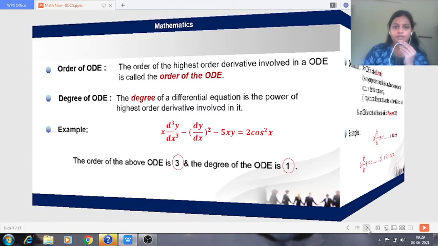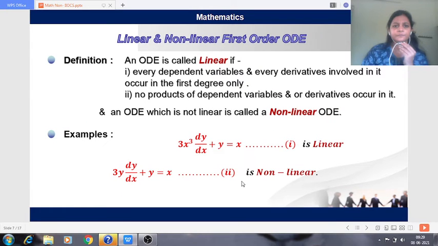Now we know about linear and non-linear first order differential equation. At first, what is first order ordinary differential equation? First order ordinary differential equation always contain first order derivative. And because of this reason, we call that equation first order ordinary differential equation.